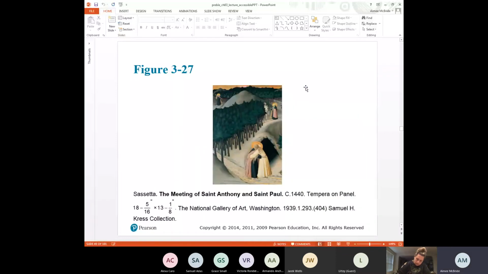It's a little bit more implied with this painting, though. This is a story about St. Anthony and St. Paul meeting. They're meeting down at the bottom. But here you can see the journey that the saint had to take before he actually met his friend. So there's an implied passage of time, of him having to go on his journey.